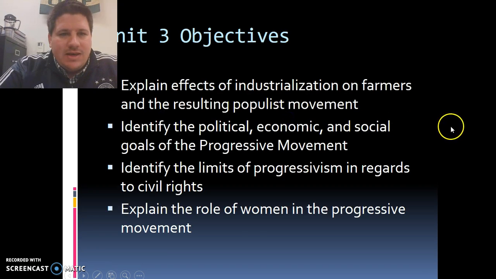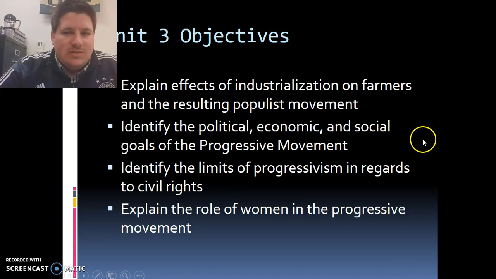Moving on to the right side, in your notebook, you should write Unit 3 objectives at the top, and you need to copy down these 4 objectives here. So these are the 4 main things we're going to be focusing on in this upcoming unit. We're going to talk about the effects of industrialization on farmers and the resulting populist movement. We're going to talk about the political, economic, and social goals of the progressive movement. We're going to identify the limits of progressivism in regards to civil rights. And then finally, we're going to explain the role of women in the progressive movement.